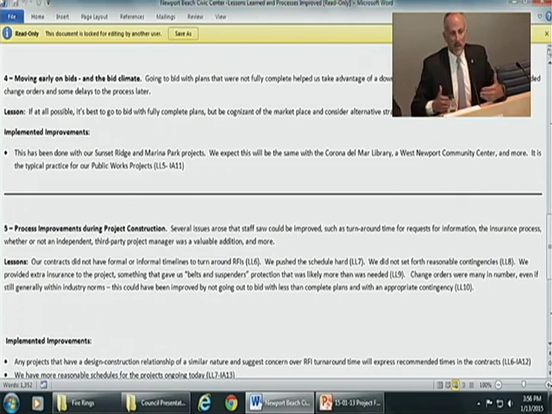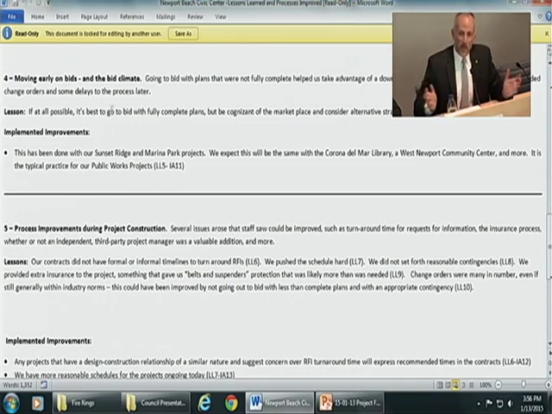It's a practice that could come into play once or twice in a career, depending on what the recession might look like. But the implemented change is we have gone out to bid with fully completed designs for Sunset Ridge and Marina Park. And we expect this to be the same with the Corona del Mar Library, the West Newport Beach Community Center, and more, again, assuming the council moves forward with those projects.